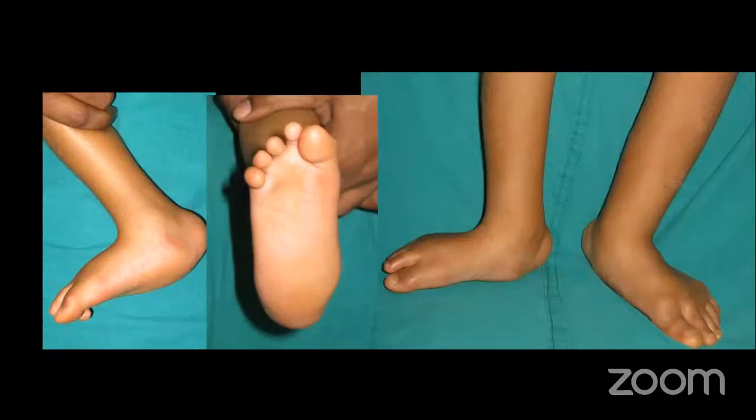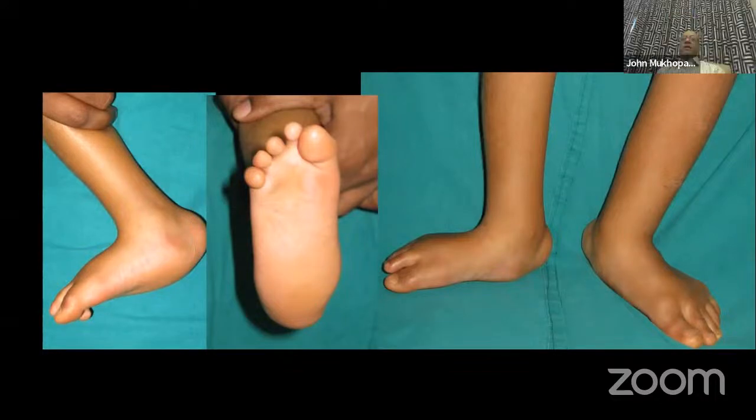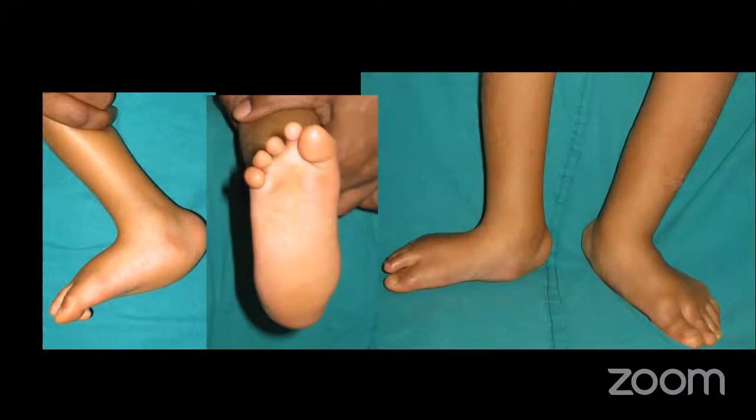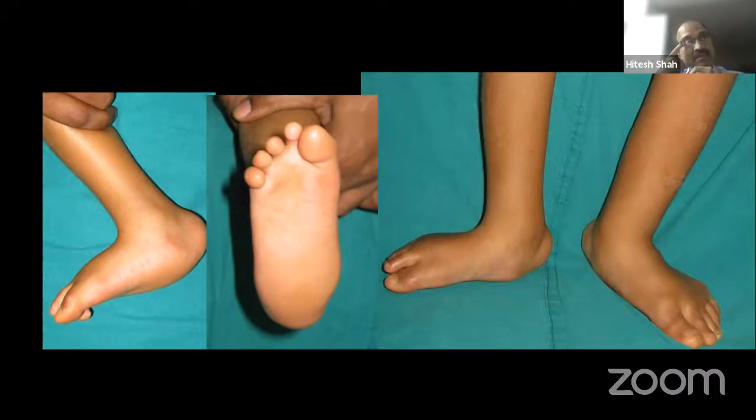That's why we call it rocker bottom. So what are the deformities in the vertical talus or oblique talus? There is a forefoot deformity and a hindfoot deformity. The forefoot deformity would be forefoot abduction, forefoot eversion, and forefoot dorsiflexion. And where is the pathology in oblique talus or a vertical talus?